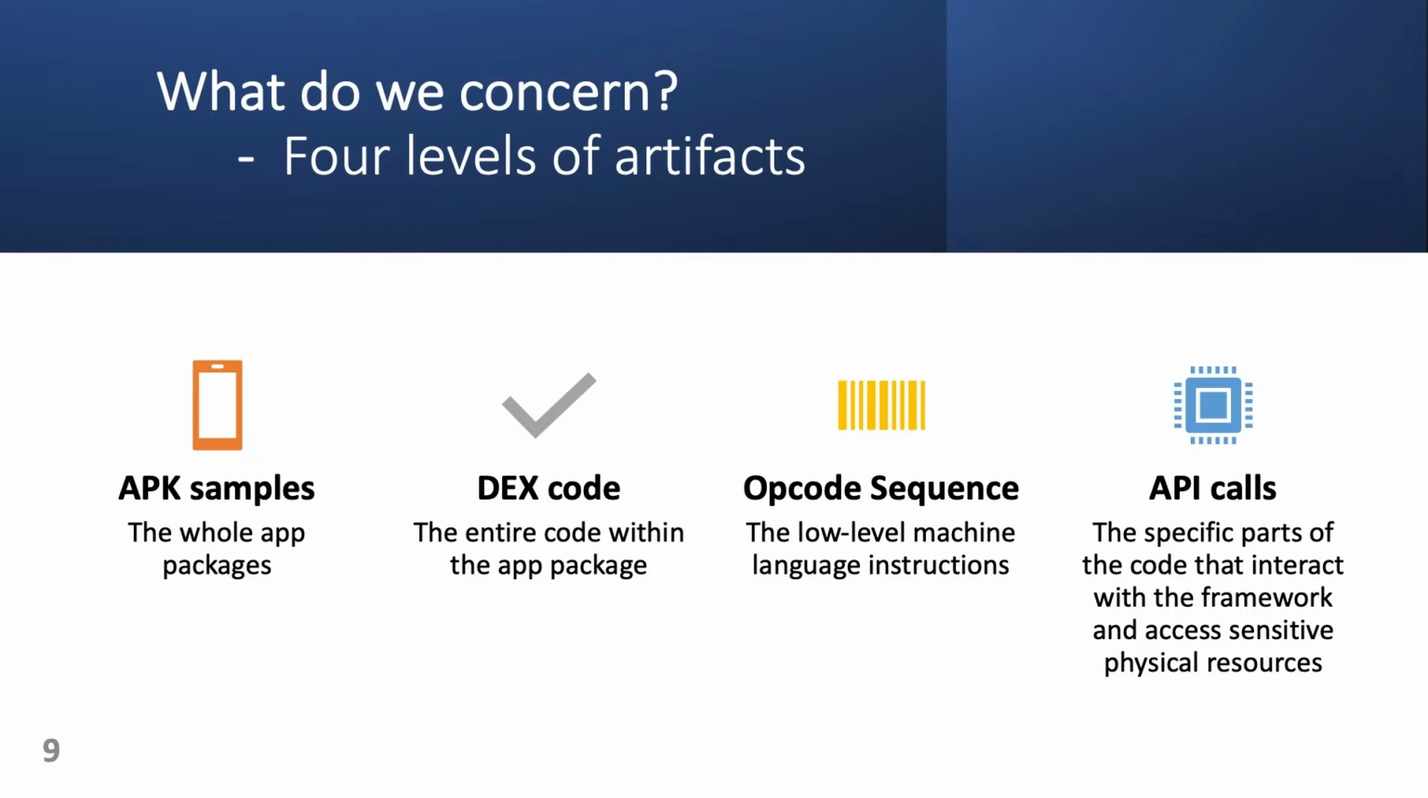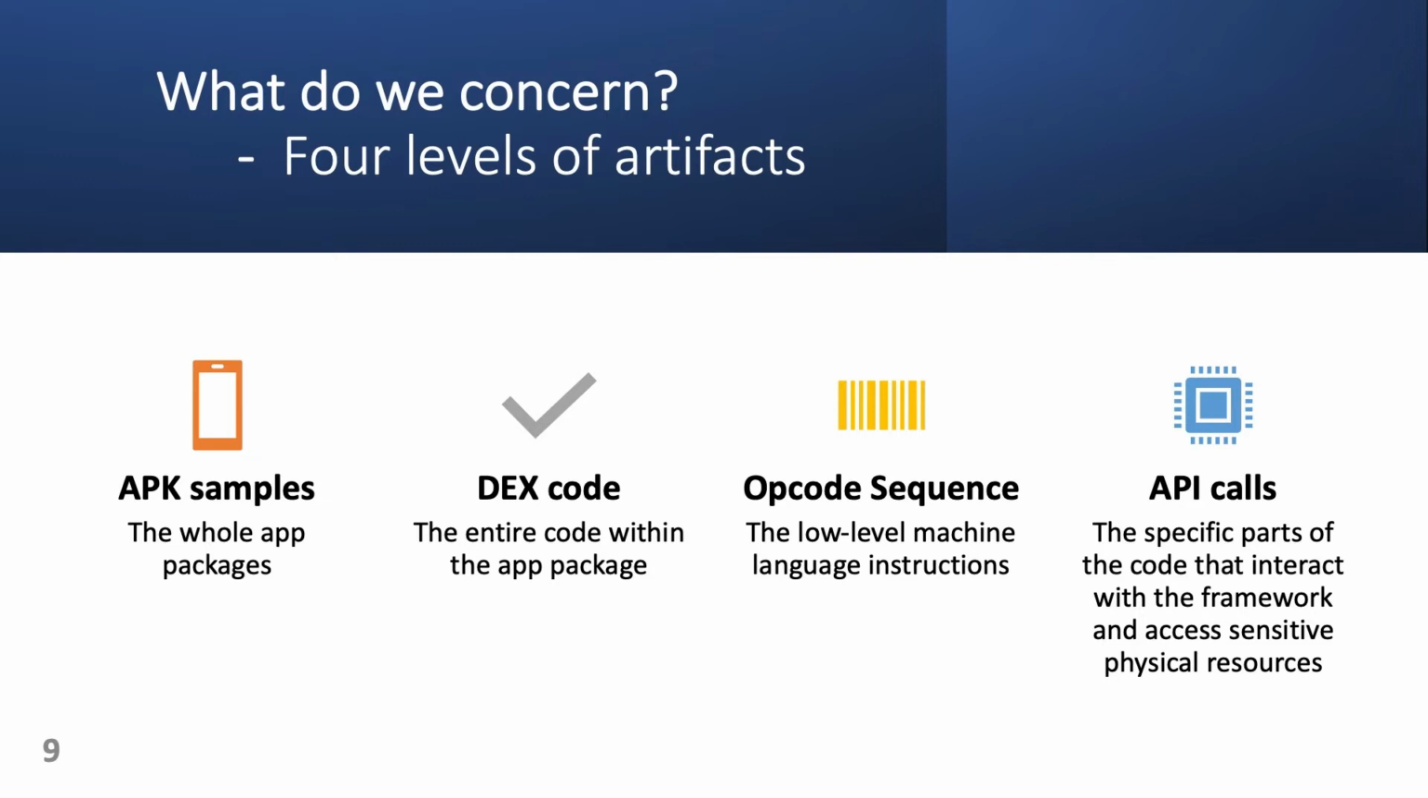According to the commonly used features of these state-of-the-art approaches, we focus on 4 levels of artifacts that may be subject to duplication when they constitute the learning datasets. The first is APK samples, that is, the whole app packages. And the second one is the DEX code, the entire code within the app package.